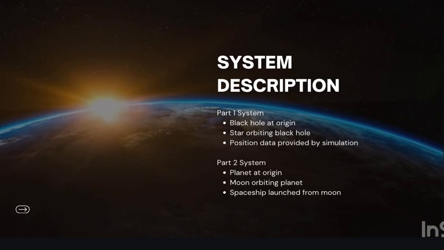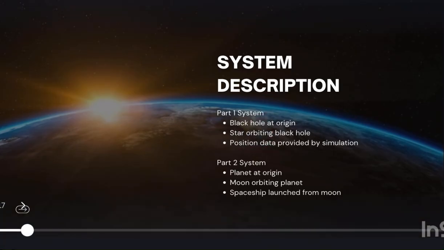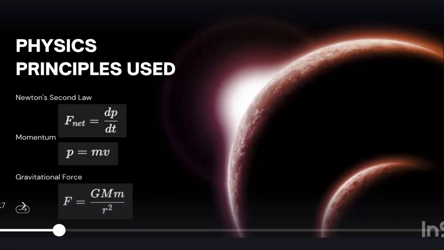In part 2, the system included 3 interacting objects: a planet fixed at the origin, a moon orbiting the planet, and a spaceship starting just above the surface of the moon. So the motion of both the moon and the spaceship was influenced by gravitational forces from the other objects in the system. The main physics principles used in this lab were Newton's second law, the definition of momentum, and Newton's law of universal gravitation. And we'll explore them in more depth as follows.